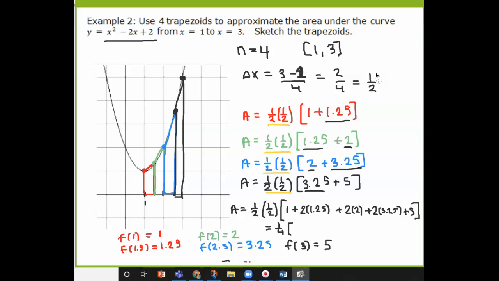So you'd have 1 plus 2 times 1.25 plus 4 plus 2 times 3.25 plus 5, which is 19. And then you take 19 and divide it by 4, and you get 4.75.